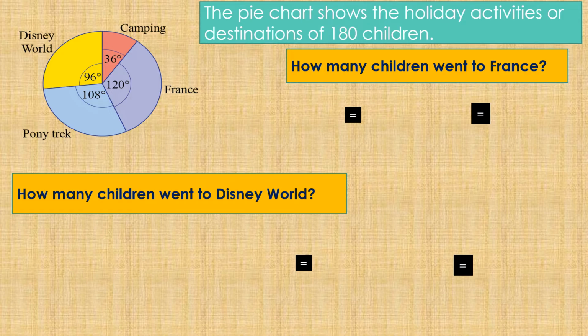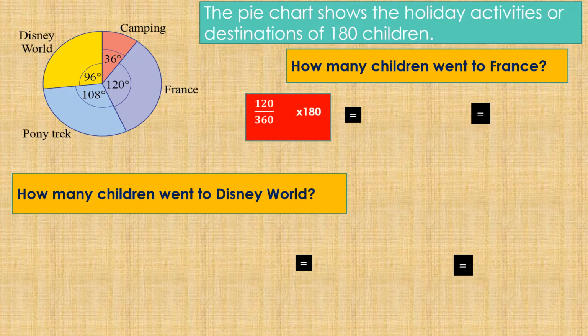The pie chart shows the holiday activities or destinations of 180 children. When we said the word 180 children, it means he gave you the total number. When you look at the pie chart, he asked you how many children went to France. When I look at the pie chart, the sector for France is 120 degrees. We are dealing here with degrees, so the total number that I have to use in writing the fraction is 360 degrees, the full rotation. So 120 divided by 360 times 180.